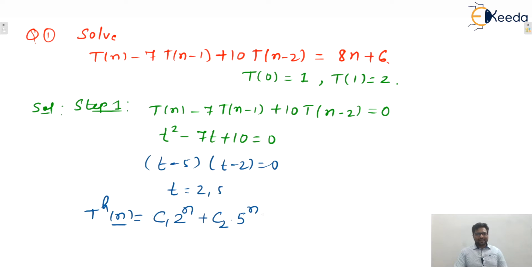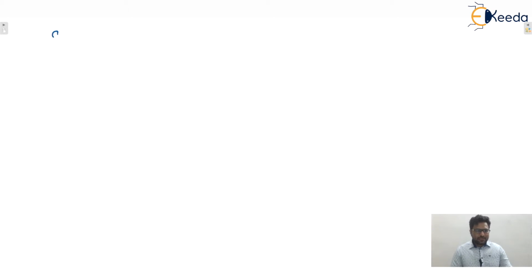Okay, now we'll see step 2. In step 2, in the right hand side of this particular inhomogeneous LRCC there is a linear function. So what will be the particular solution for that? That will be d naught plus d1 n. That is the second step.